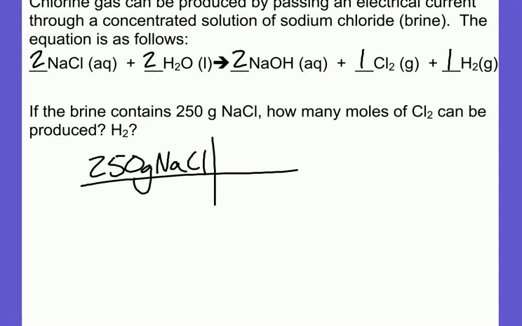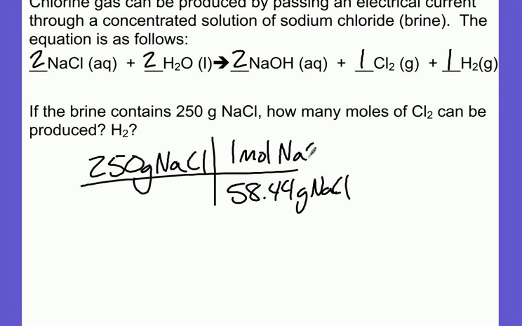Not bad. 58.44 grams per mole. So grams cancels. I now have moles of sodium chloride. But I want to know how many moles of chlorine are produced, and or hydrogen. Now, if you're paying attention and following along at home, the chlorine and hydrogen are in a 1-to-1 ratio. So either way, I'm going to get the same answer.